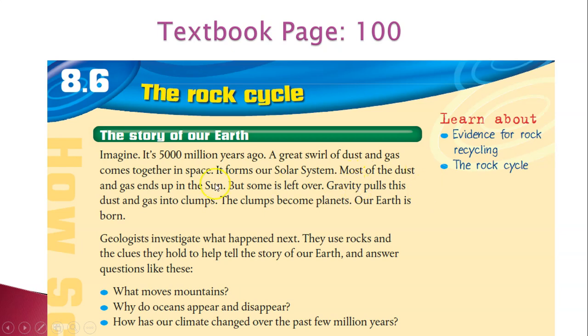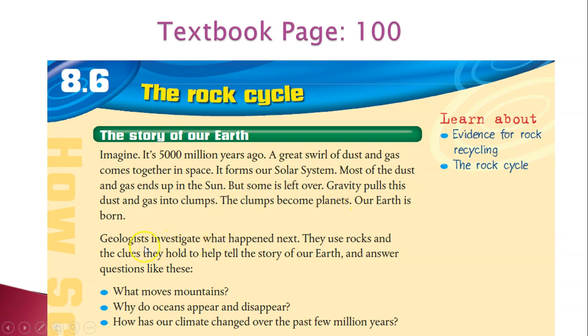Most of the dust and the gas ends up in the sun, but some is left over. The gravity pulls this gas and dust into clumps. What is a clump? Clump means group. The clumps become planets, and that's how the Earth was born.